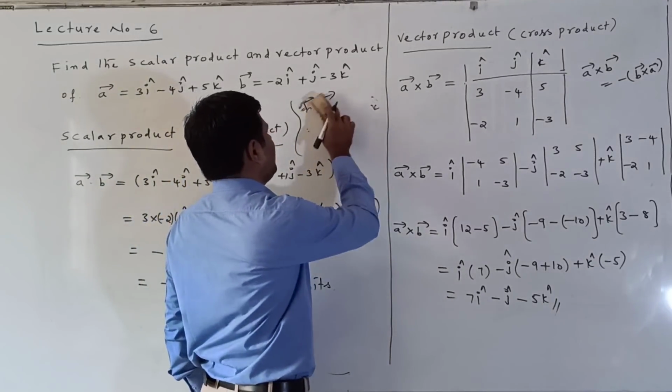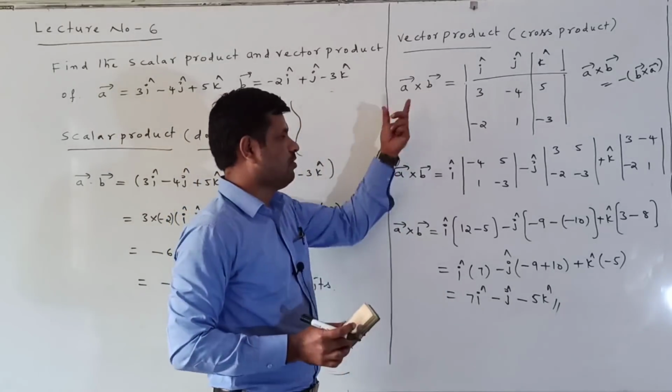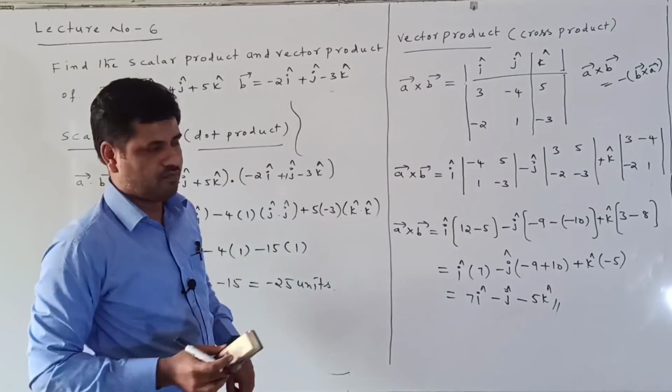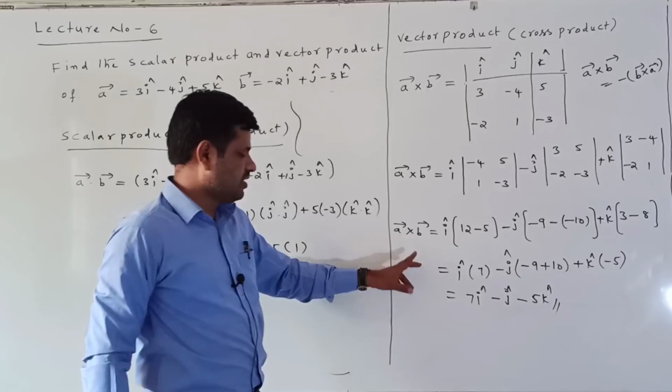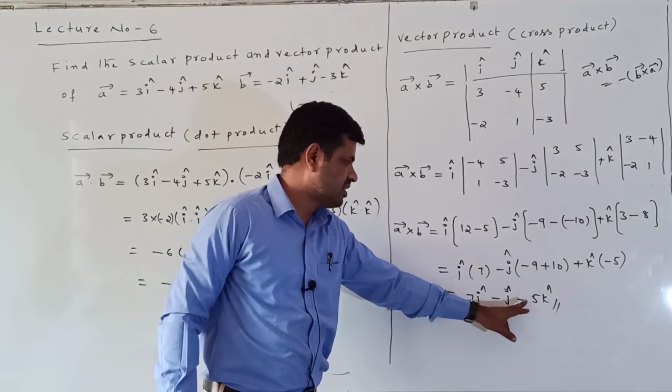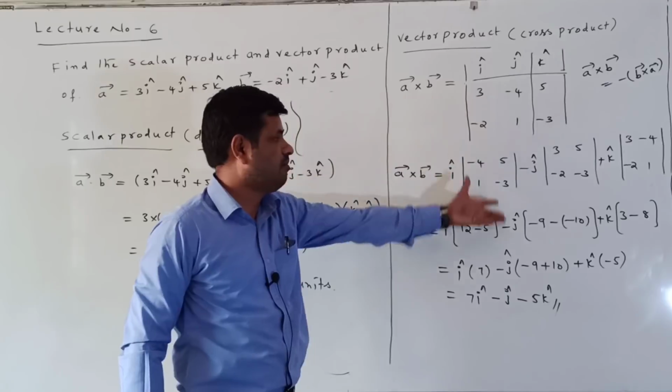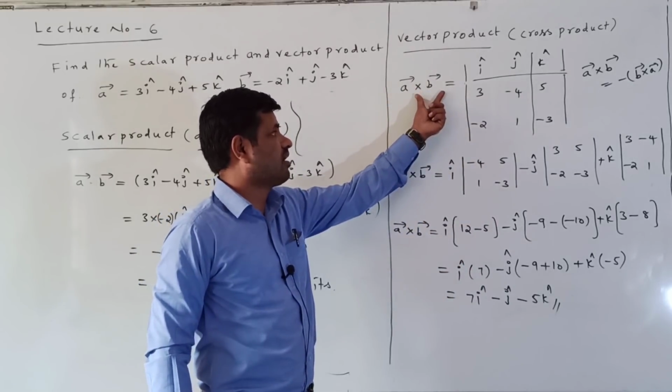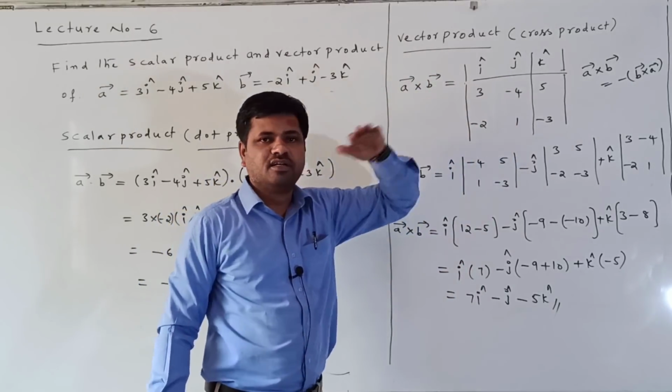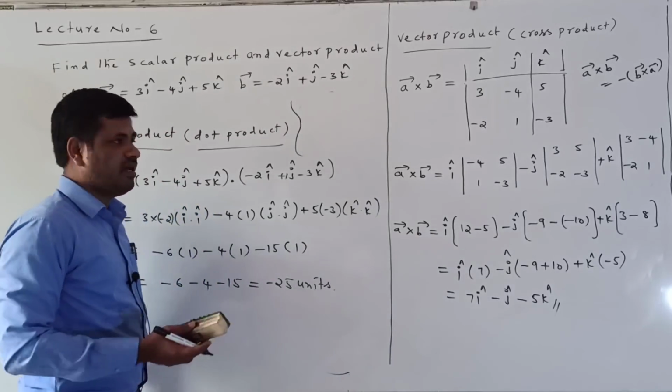This is a method for finding a bar cross b bar. You can do b bar cross a bar also. The value we are getting here is 7 i cap minus j cap minus 5 k cap. This is a simple method for finding a bar cross b bar, the determinant method. Okay, right.